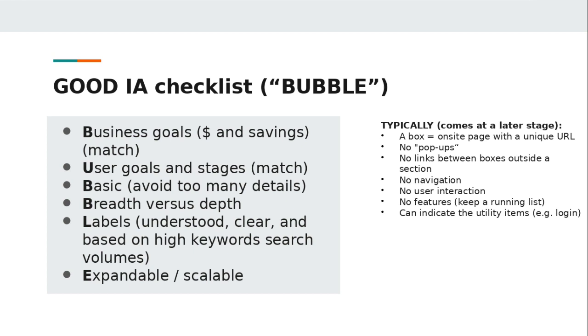Labels, we talk about labels and scalable. So typically in your diagram of the IA, a box is a page on your site that has a unique URL as well. Then what will your priority be based on? So your priority will be based, Dana, on exactly the bubble. So I would say use your bubble.